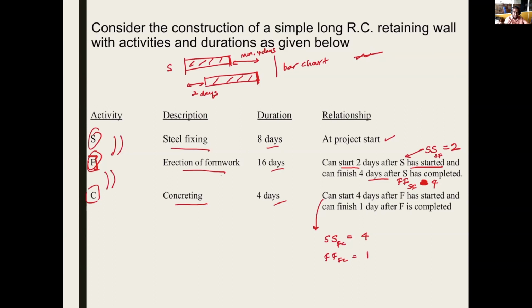Try to draw the network for this. All the theory parts you have discussed by now. Only thing is, this doesn't have only finish to start. Normally we have finish to start links. Here we don't have finish to start.